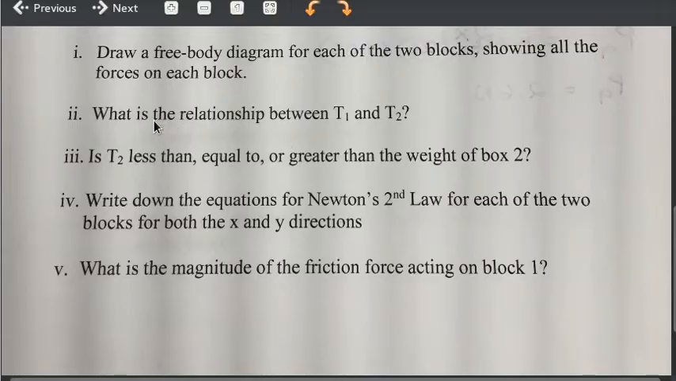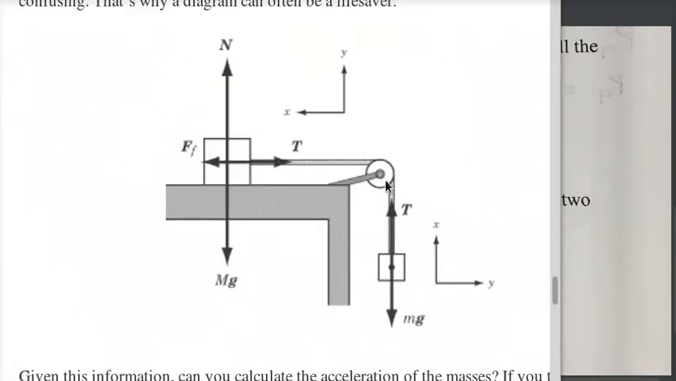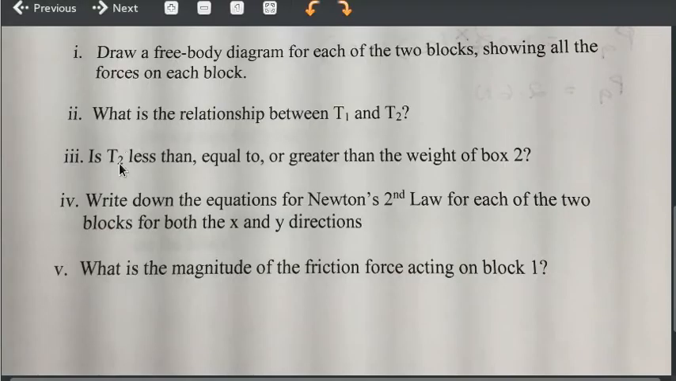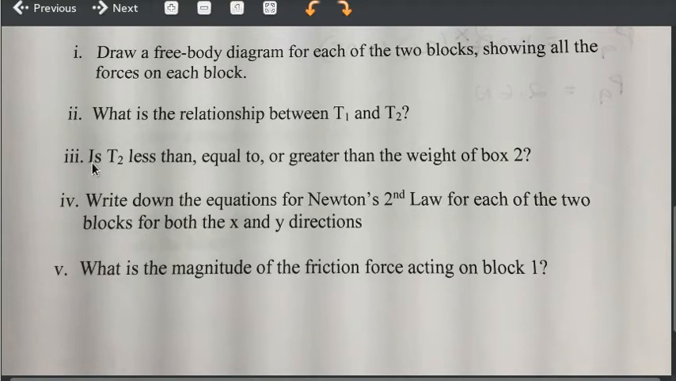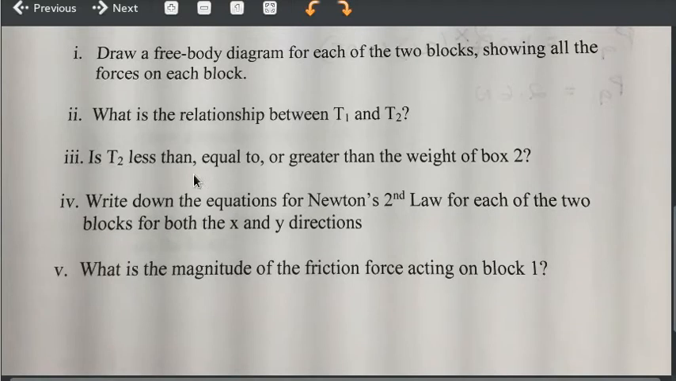So part 2. Relationship between the two tensions. The tensions are the same, they have to be, because the pulley doesn't have any mass. Now, if he ever gave you a pulley that has mass, then it gets a lot more difficult, and it's probably too hard for a test. But when the pulley has no mass, then these tensions are the same, because it's the same rope. The rope can't stretch. We assume it's a stretchless rope. As I said, T2 is equal to the weight of the box because it's not moving.